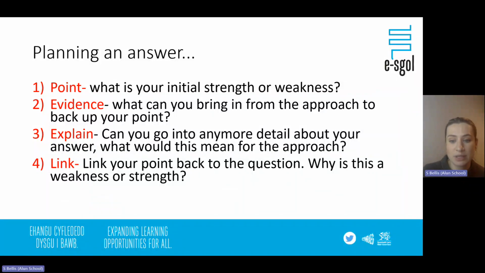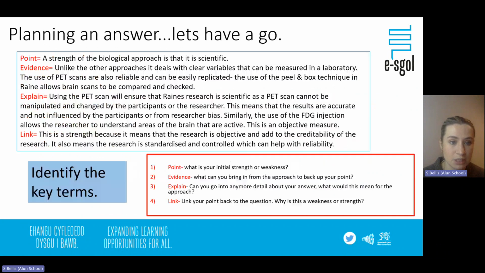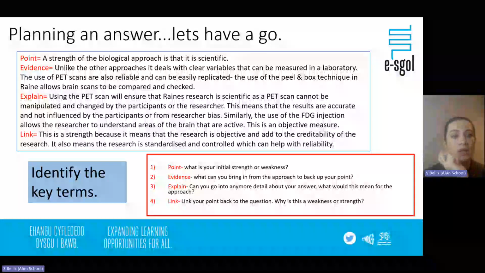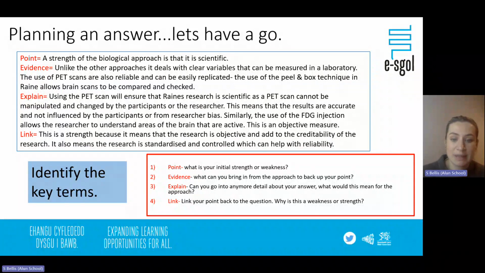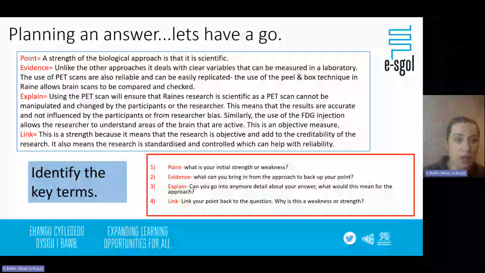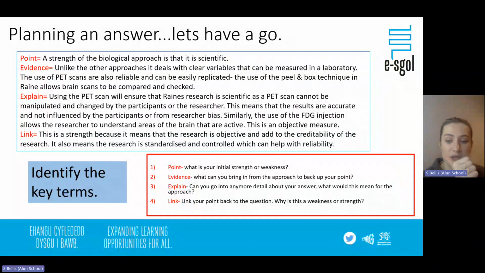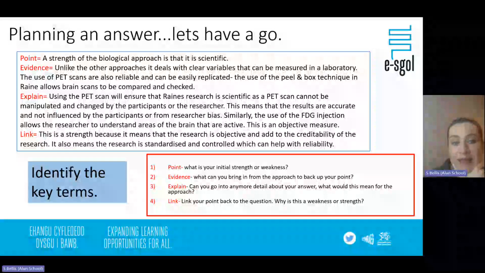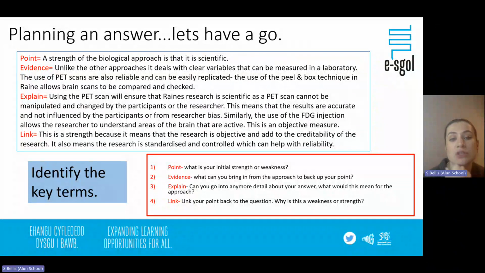Okay, so what I would like to do is have a little go at showing you an answer that I have written. So on the screen, you can see this is the plan that I have just talked you through, and this is an example paragraph. So it says a strength, so point first, a strength of the biological approach is that it is scientific. The evidence. Unlike the other approaches, it deals with clear variables that can be measured in a laboratory. The use of PET scans is also reliable and can be easily replicated. The use of PET and box technique in RAINS allows brain scans to be compared and checked.